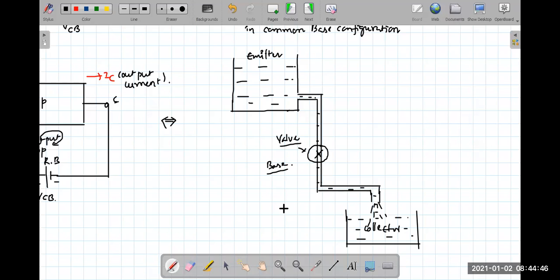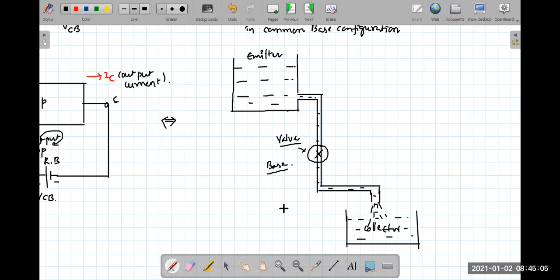Understood? If this base region is not there, so one will be highly doped. Because of the concentration difference, the current will be flowing. But whatever current is flowing, that is an uncontrolled flow. There is no control in our hand. So just to have control over it, we introduce the base.